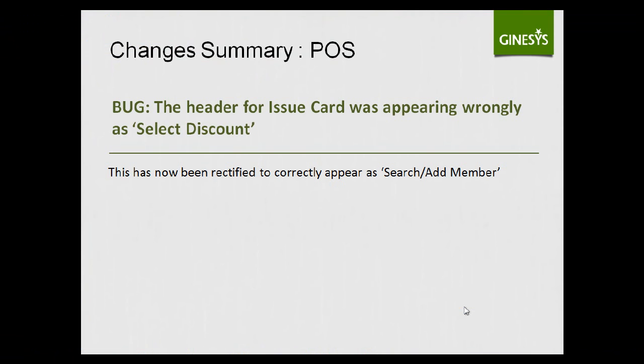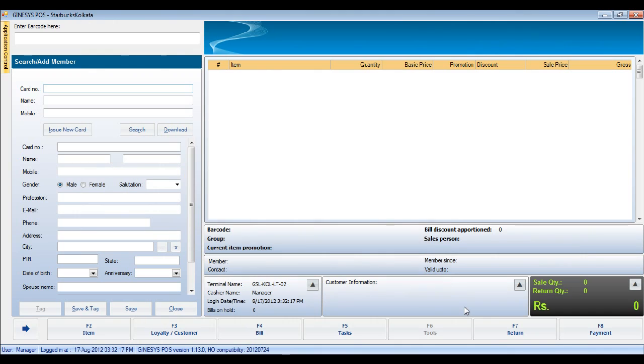So the last change that I want to talk about is another bug that we've addressed. The header for the issue card was appearing wrongly as select discount. So we have fixed this and this would no longer happen. So let me quickly show you that.